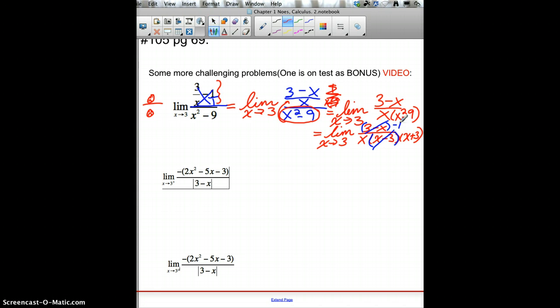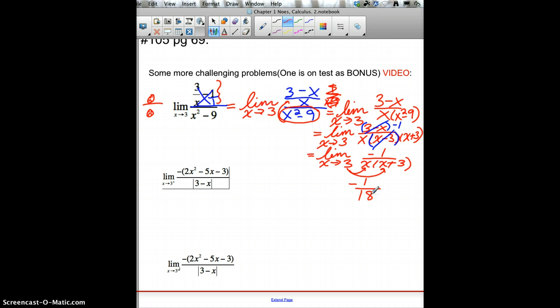This is good because I'm eliminating my 0 over 0 indeterminate form by doing that. So I end up with a negative 1 over x times x plus 3. So now what I want to do is go see what happens when I put 3 in this time. And you'll notice I end up getting 3 times 3 plus 3, or 3 times 6. So my limit is negative 1 over 18.